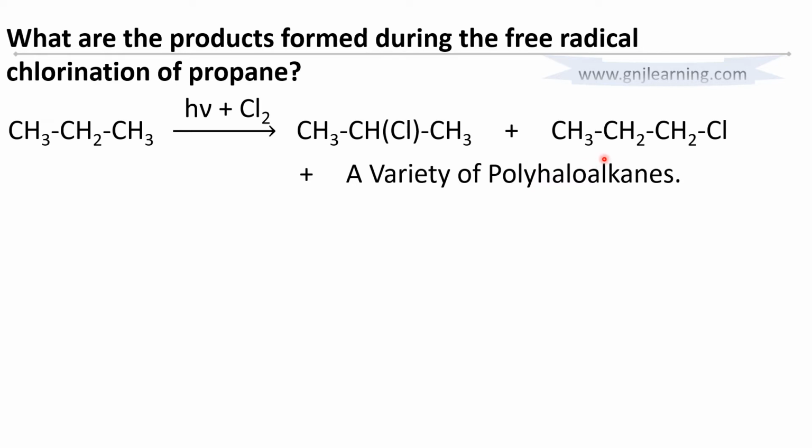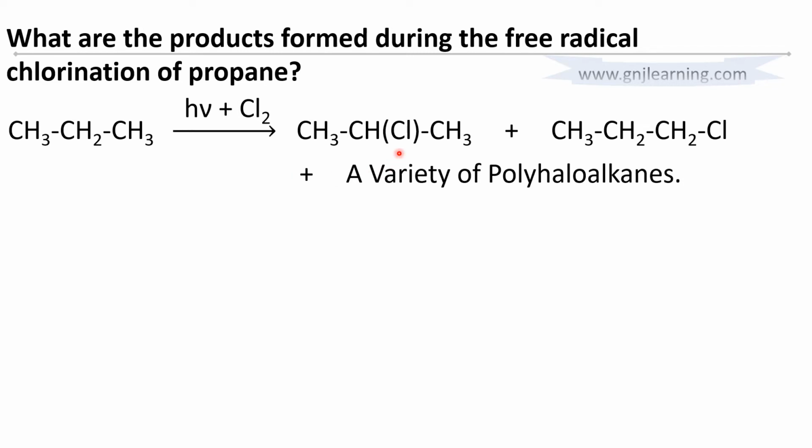So whenever you are answering this question, if such a question is coming for your board exam, you should first emphasize on mono substituted products. Then after that you just write a variety of polyhaloalkanes are formed. Clear? So what are the main mono substituted products? There are two. One is the primary carbon substituted, and the other one is secondary carbon substituted product.